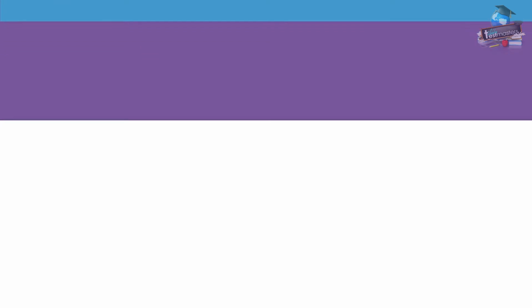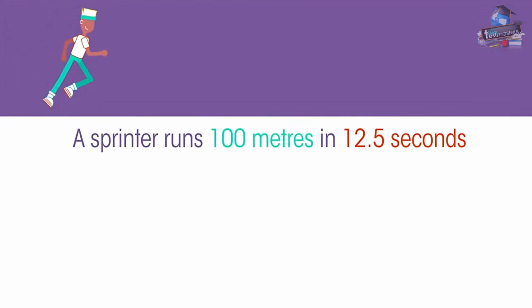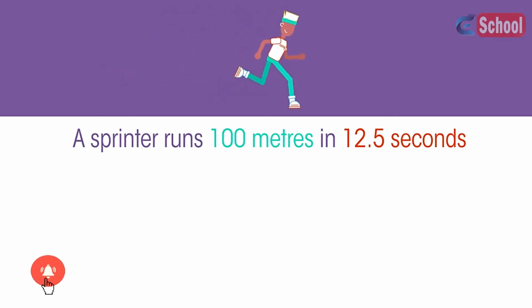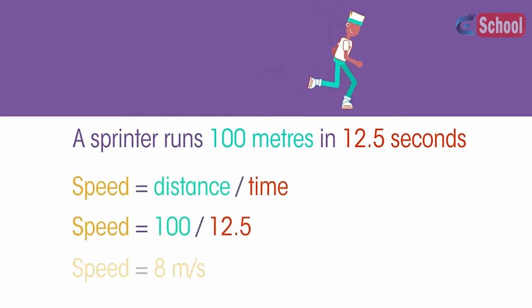Now you try. A sprinter runs 100 meters in 12.5 seconds. Pause the video while you work out her speed. Did you get 8 meters per second?